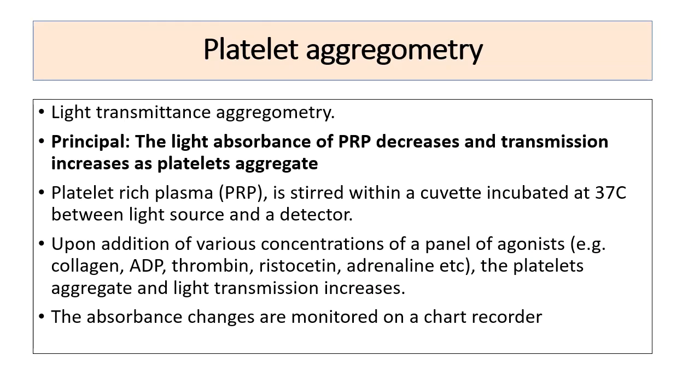So if you are suspecting a platelet function defect, the next test that is usually done is platelet aggregometry, which is a light transmittance aggregometry, which works on the principle that the light absorbance of platelet-rich plasma decreases and the transmission increases as platelets aggregate. So platelet-rich plasma is stirred within a cuvette incubated at 37 degrees between a light source and a detector. Upon addition of various concentrations of a panel of agonists, for example collagen, ADP, thrombin, ristocetin, or adrenaline, the platelets aggregate and the light transmission increases. The absorbance changes are monitored on a chart recorder.